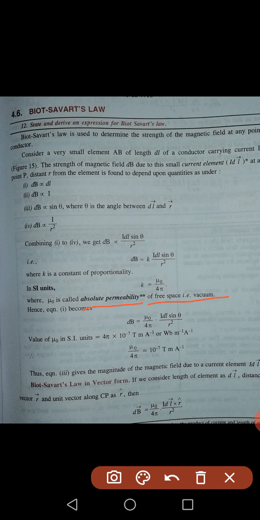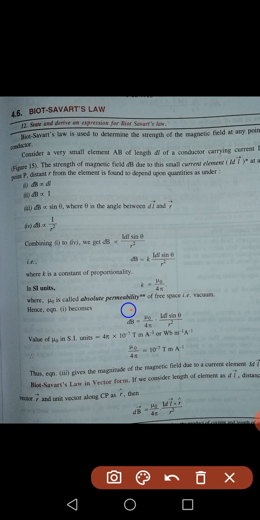Suppose you see here dB and mu are directly proportional. So if we consider any medium where the permeability is more, then the magnetic field strength in that medium will also be more. In simple words, mu naught is the permeability of free space or vacuum, and it has a specific value. But if you take some other medium, then we will not write mu naught, we will write mu, the permeability of that particular medium. So permeability is a property of a medium which determines the magnetic field strength in the medium.